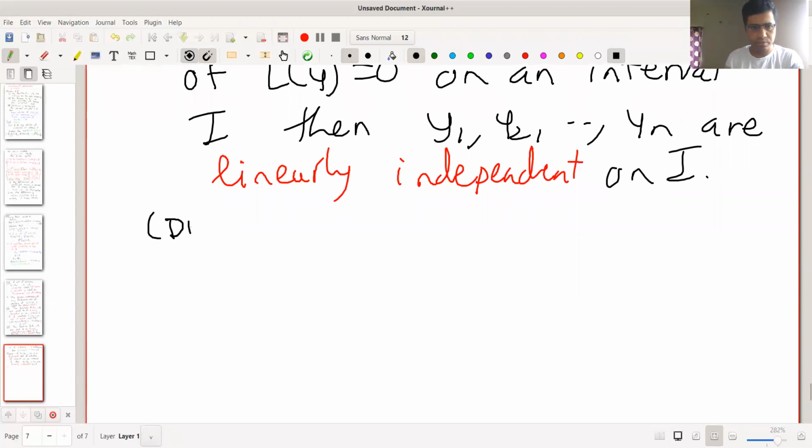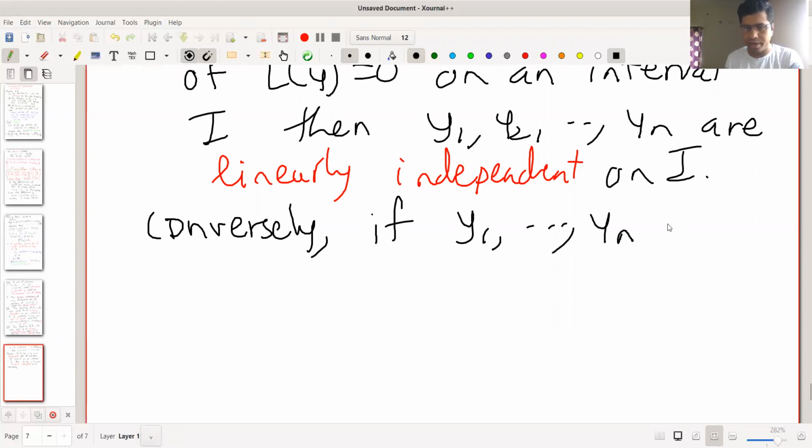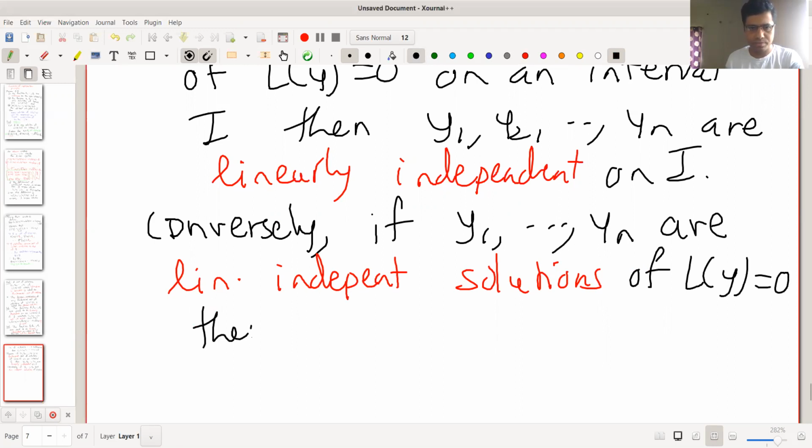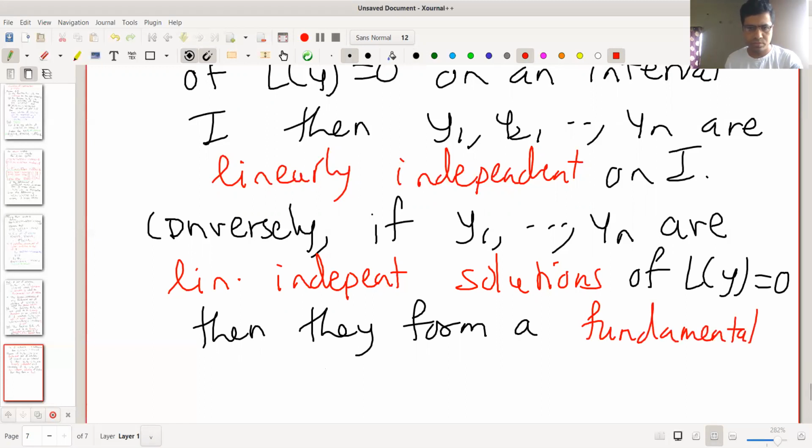Conversely, if y1, y2, and so on yn are linearly independent solutions of L of y equal to 0, then they form a fundamental set of solutions on interval I. Okay.